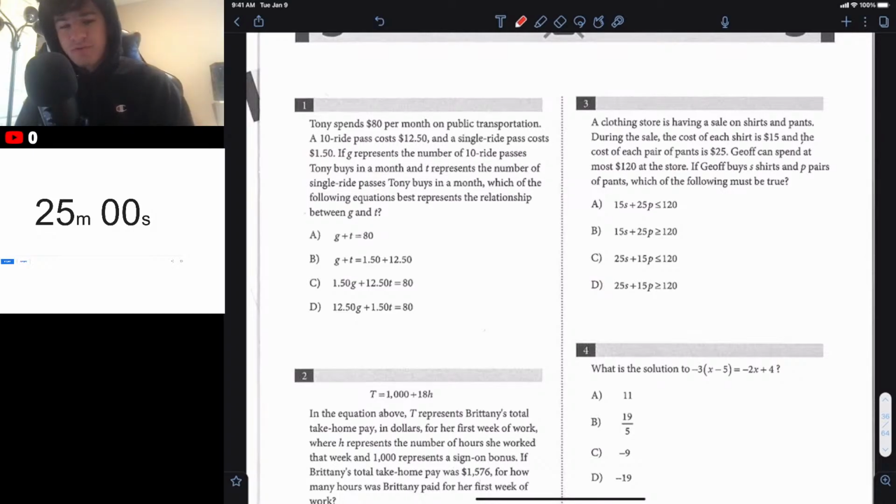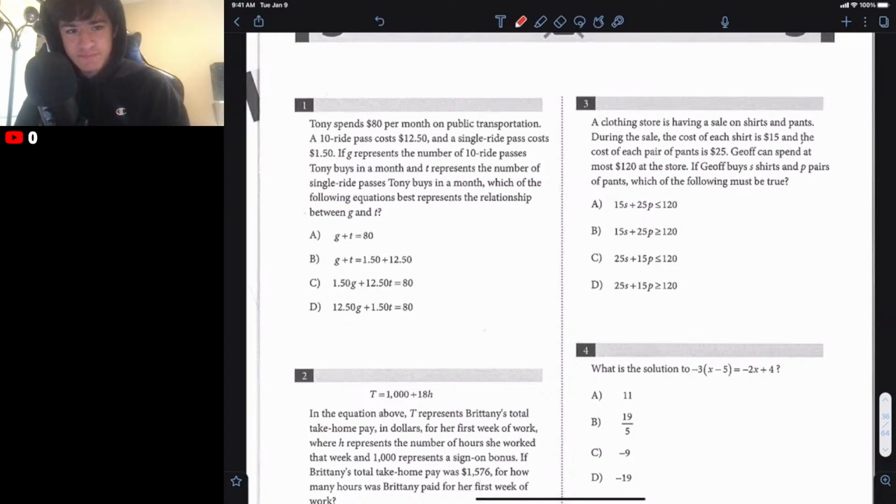We are going to be going through the March 2019 No Calculator section in real time, live.